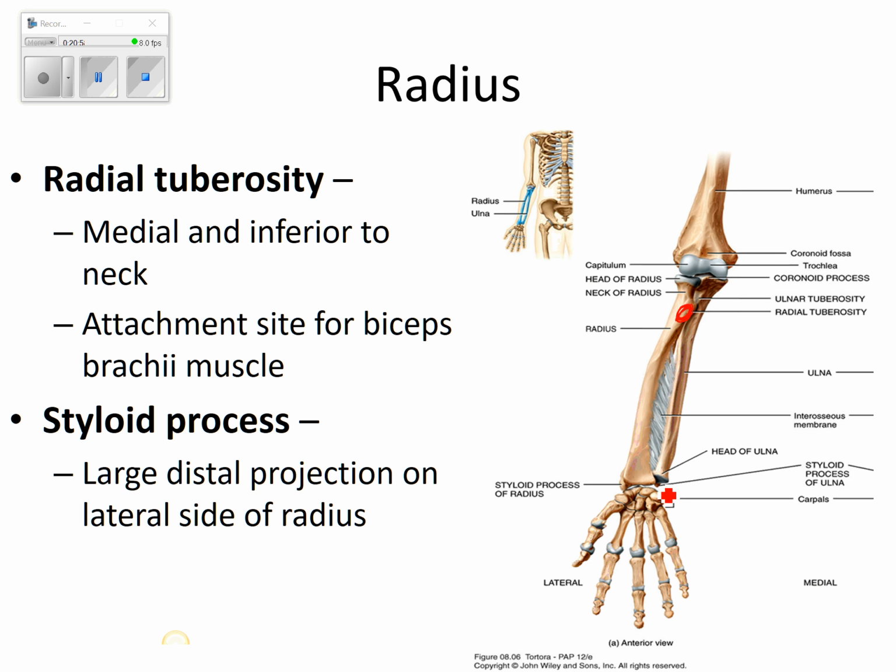You also see the styloid process on the radius and the ulna. On the radius, it's over here, and on the ulna it's on this side. On the radius, you have a large distal projection on the lateral side, the styloid process. The brachioradialis tendon is actually going to attach to that styloid process.